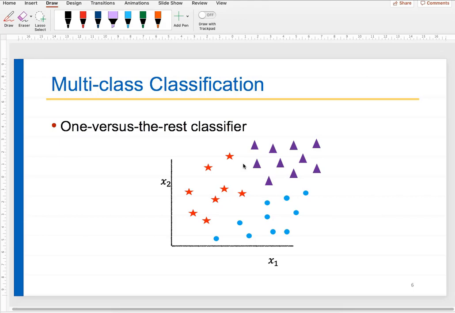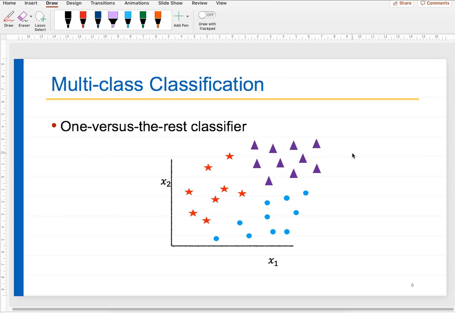If I have, let's say, 3 classes: red roses, blue lotuses, and purple jasmines. So how do I take care of this problem now? A very simple solution is to use something which you already have. You have a binary classifier. Why don't you use the binary classifier to classify 3 classes, right?